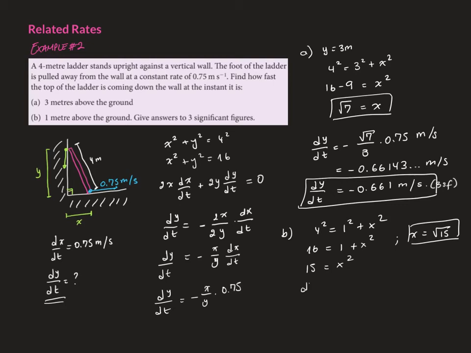Again, we take the positive one because it's a real world length. And the derivative with respect to time of y, or the rate of change of the top of the ladder, would be equal to minus root 15 divided by 1 times 0.75 meters per second, and that is minus 2.90473 meters per second. Now to three significant figures, that would be minus 2.90 meters per second.